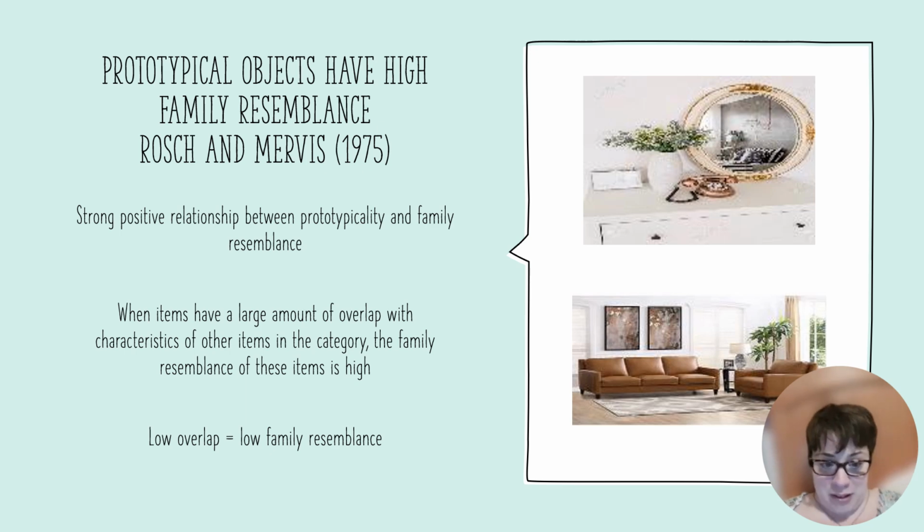So basically, in this experiment, they demonstrated there's a strong positive relationship between prototypicality, or how typical an object is to other members of a category, and family resemblance, right? So when items have a large amount of overlap with characteristics of other items in the category, the family resemblance of these items is high, whereas when there's a low amount of overlap, the family resemblance is low. So prototypical objects such as chair and couch, for example, or chair and sofa, have high family resemblance or similar features, whereas less prototypical objects of the category furniture, like phone and mirror, have less family resemblance.